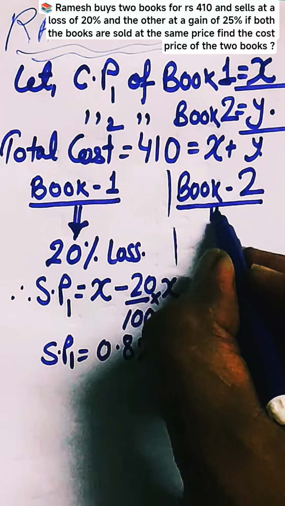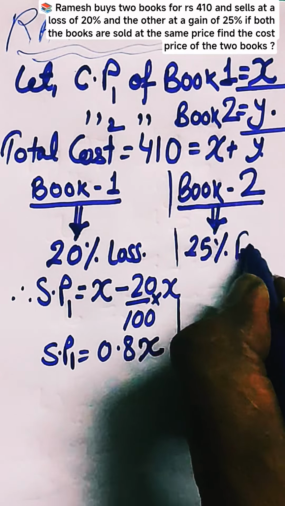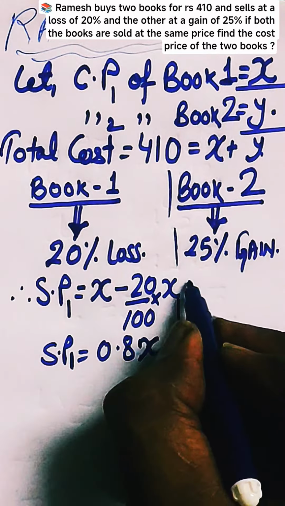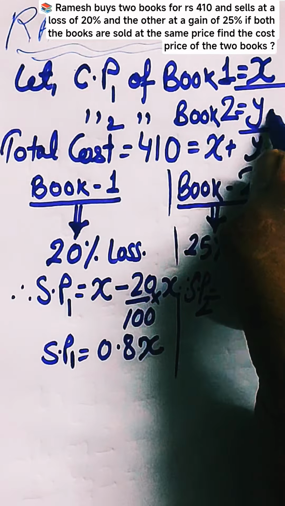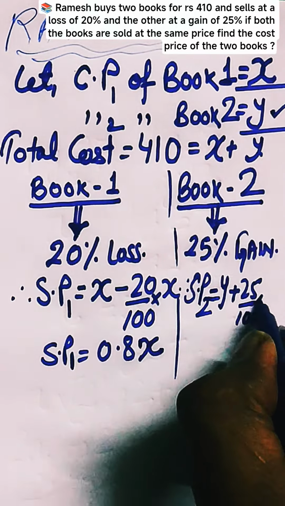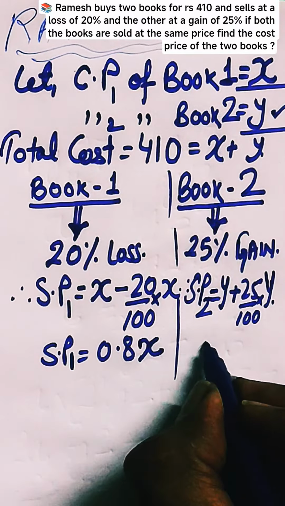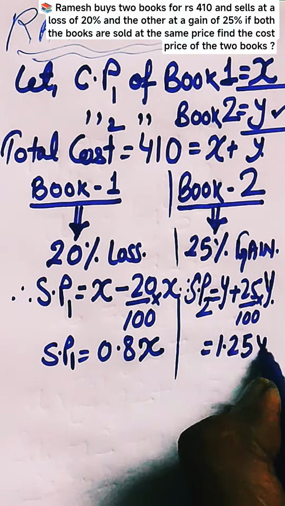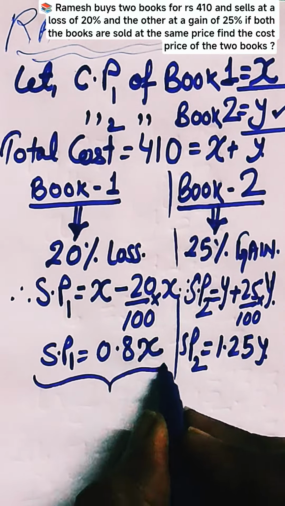Similarly for book 2, it is sold at a 25% gain, right? So 25% gain is made over here. So sale price 2, that is the sale price of book 2, is equal to Y, the cost price, plus 25% of Y, that is the cost price, which will come as 1.25Y. So 1.25Y is the sale price 2, that means the sale price of book 2.